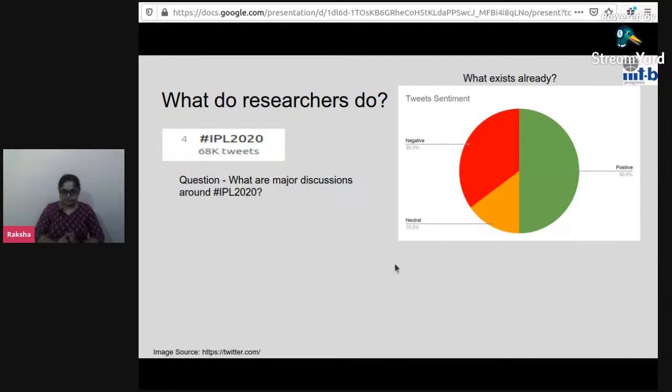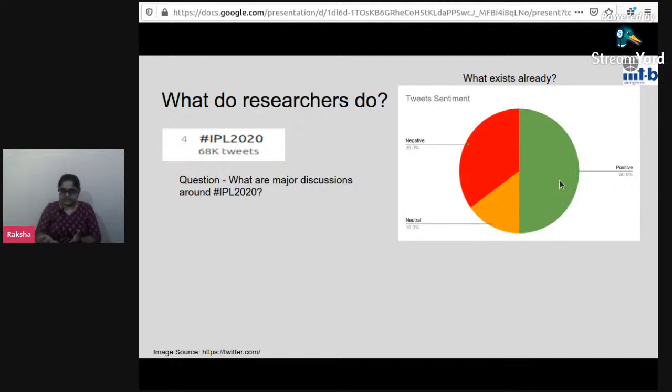Let's say, for example, there is research that already exists which looks at Twitter sentiment, right? Given a topic like IPL 2020, they automatically understand the sentiment of all the tweets. Let's say they've found that for this topic, there are almost 70K tweets, and almost 50% of them are positive, 35% of them are negative, and 15% of them are neutral. So this gives you much more insight about the topic IPL 2020 itself, right?